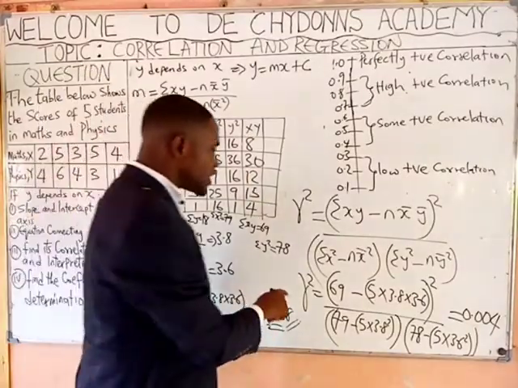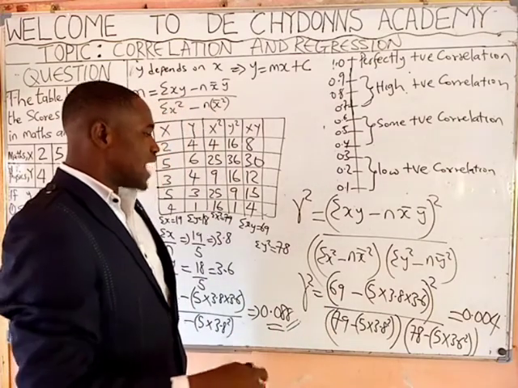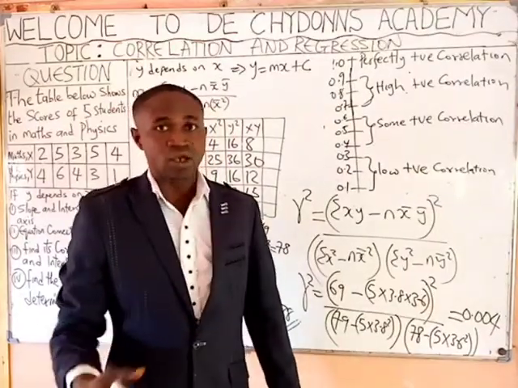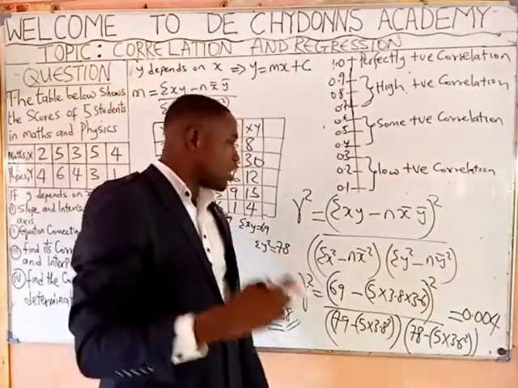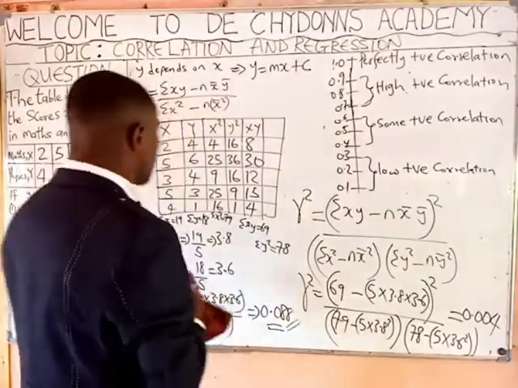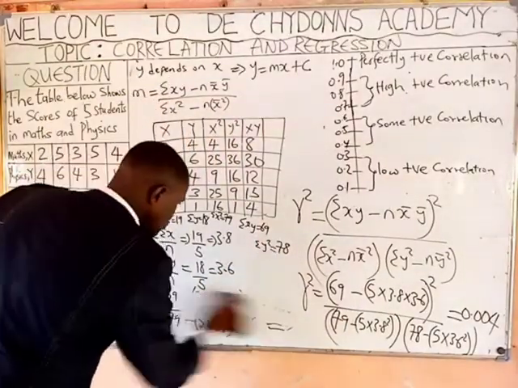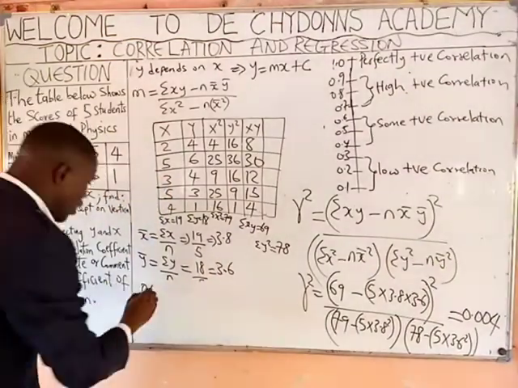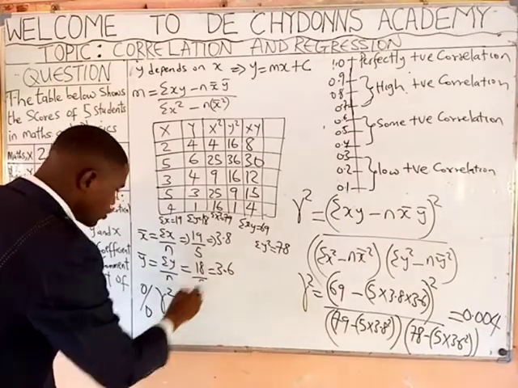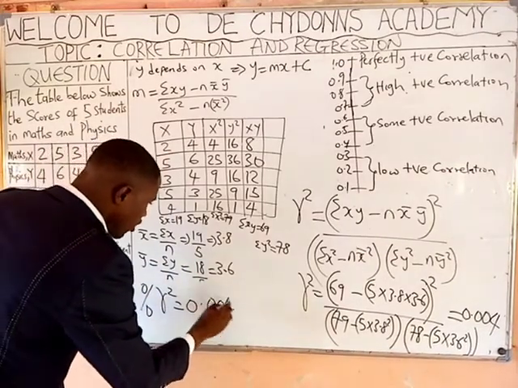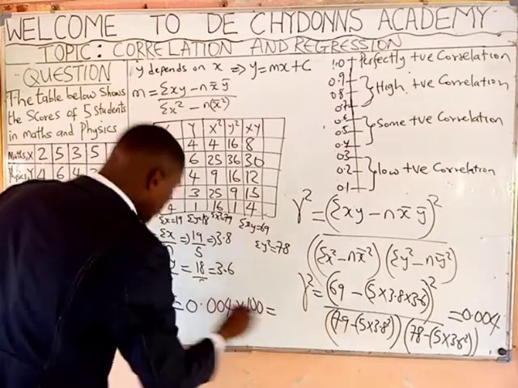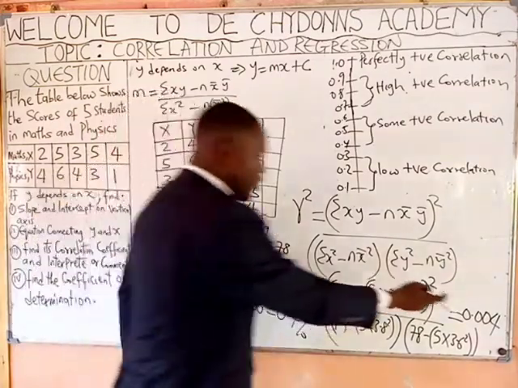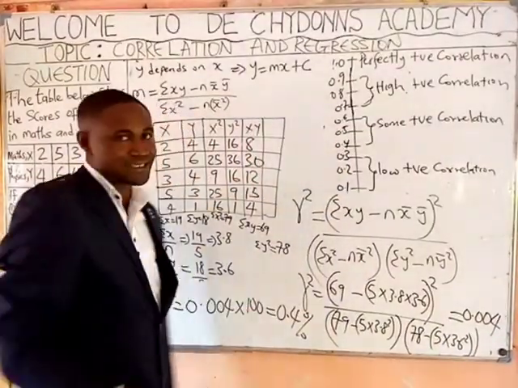Then, this coefficient of determination is trying to tell you that the total percentage of variation of y with respect to x will be equal to 0.004 times 100, and that will be 0.4%. This is for the coefficient of determination and this is for its percentage.